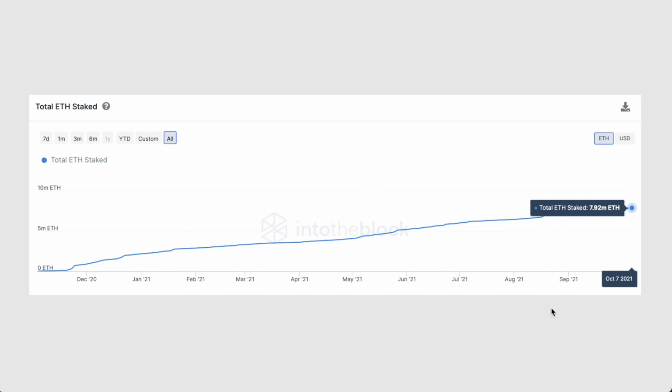So let's dive into a bit of the on-chain analysis when it comes to the Ethereum BeaconChain, and we're going to be talking about total Ethereum being staked right now. This on-chain analysis has been provided by Into the Block, so thank you so much for that.